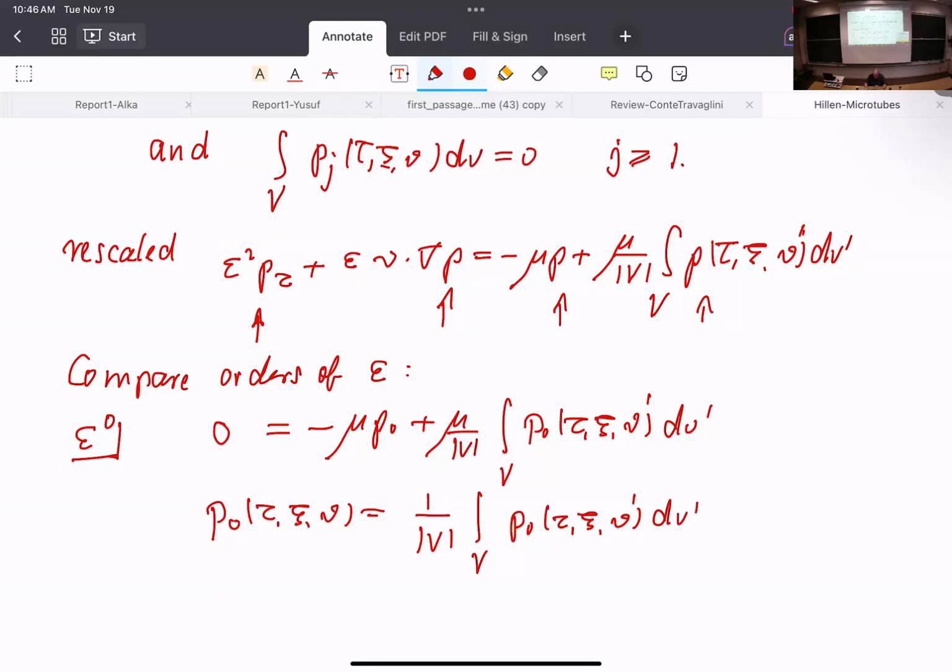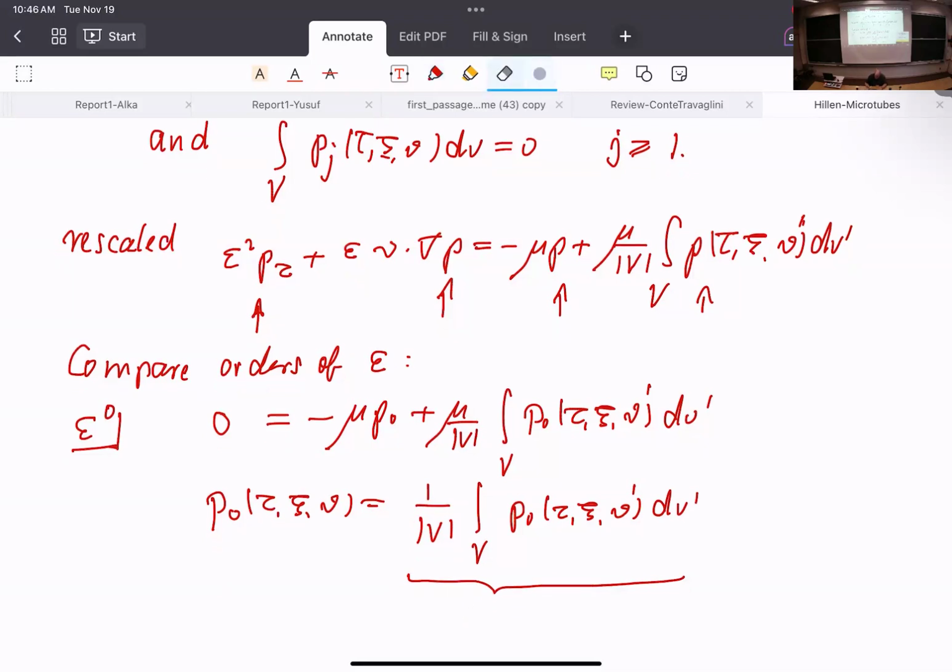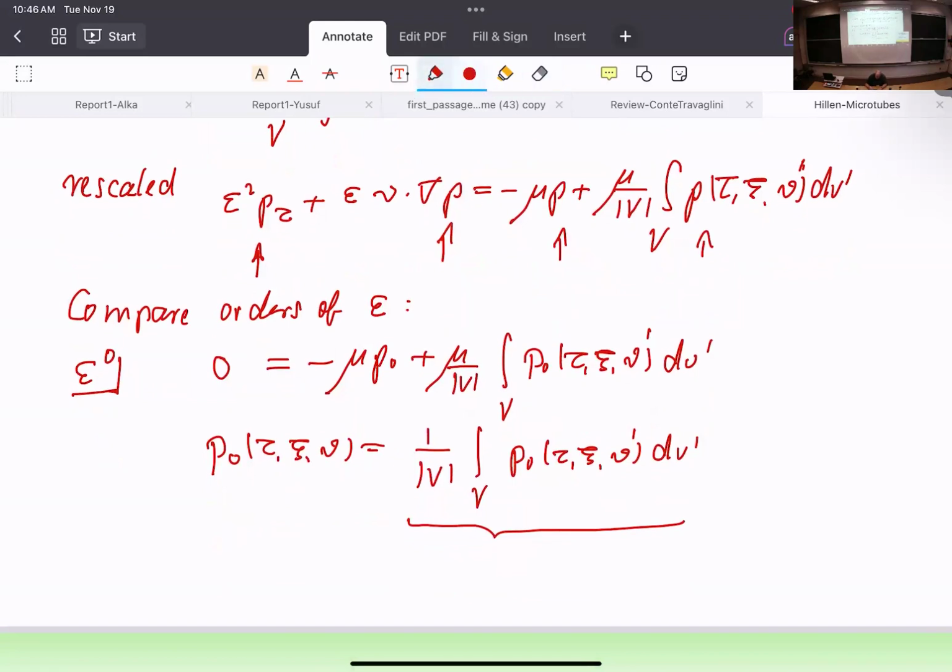So this looks like an integral equation for P0, but actually it is simpler than that, because on the right-hand side you integrate over velocity. So whatever comes out is not depending on velocity. It does not depend on V. But here we have a function that depends on V. And this cannot be the case. So this shows us that P0 is actually independent of V.